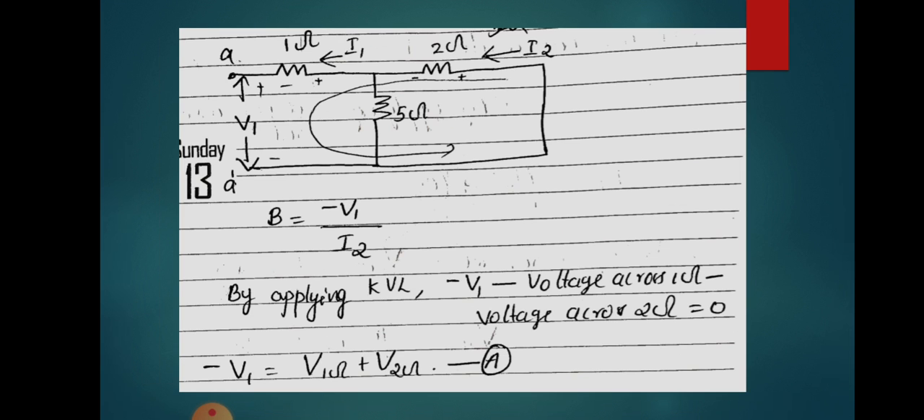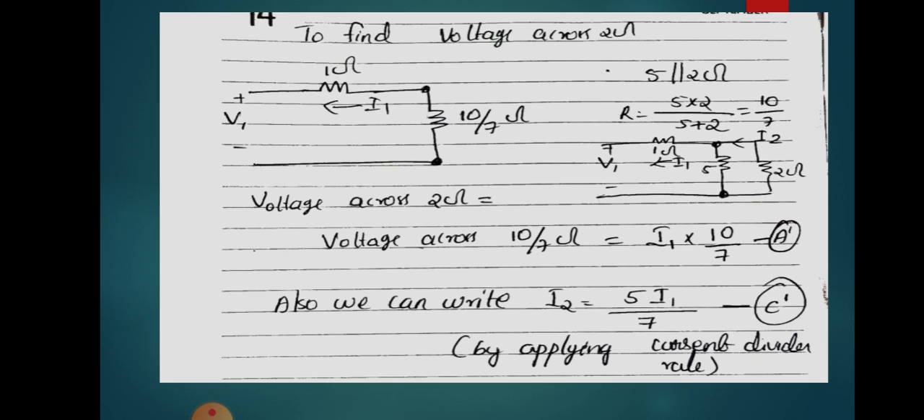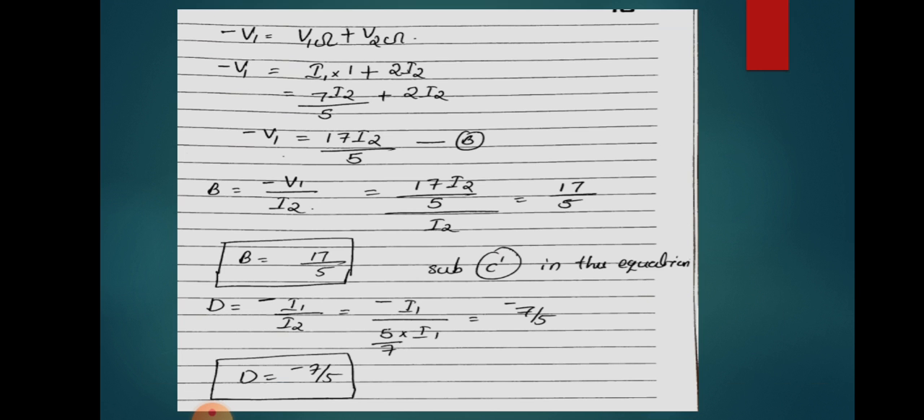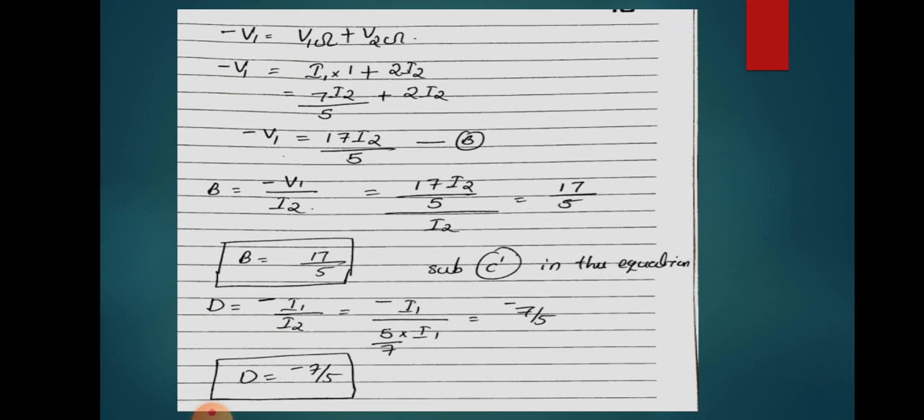You have the equation for D. See here, D is equal to minus I1 by I2 at V2 equal to 0. So what is I1 and what is I2? Now you have the equation for I1 and I2. See, I1 can be written in terms of I2 as I1 equal to 7 I2 by 5.